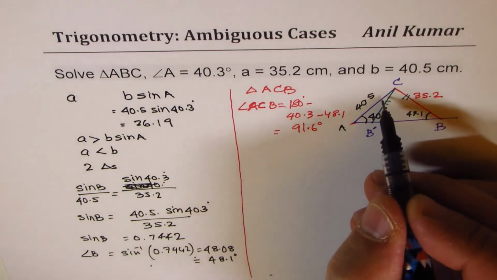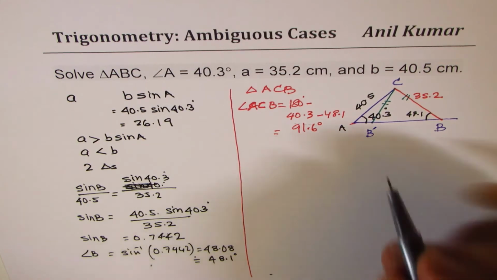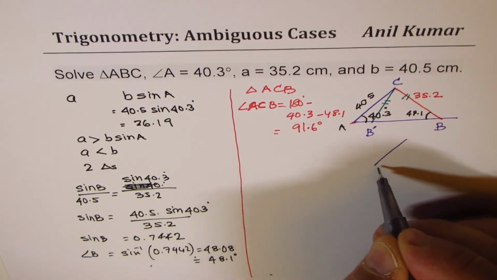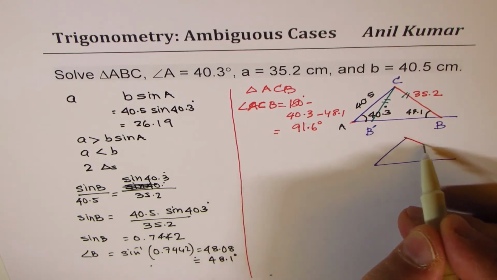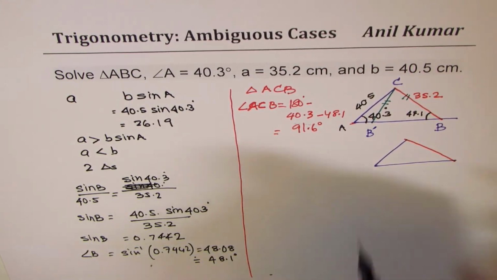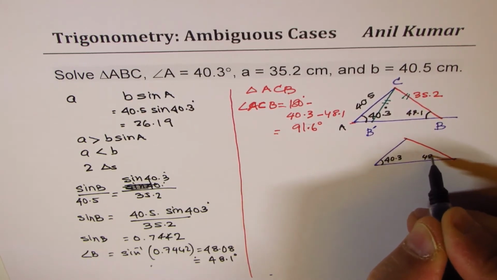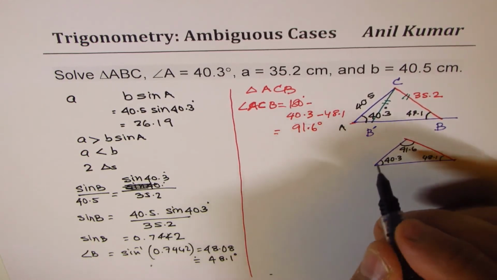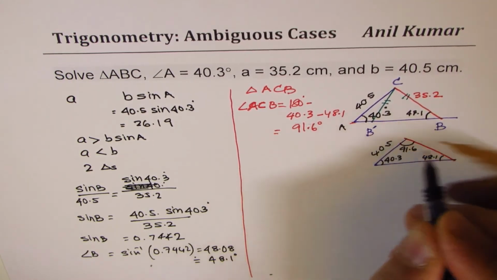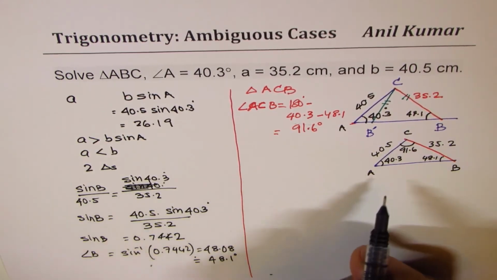Now, since this angle is 91.6, we are actually solving the bigger triangle, which is kind of like this. Let's redraw. So here we have 40.3, this is 48.1, and we just found this as 91.6. The sides are 40.5, 35.2, this is C, this is A, and this is B. Perfect. This is what we're trying to solve.